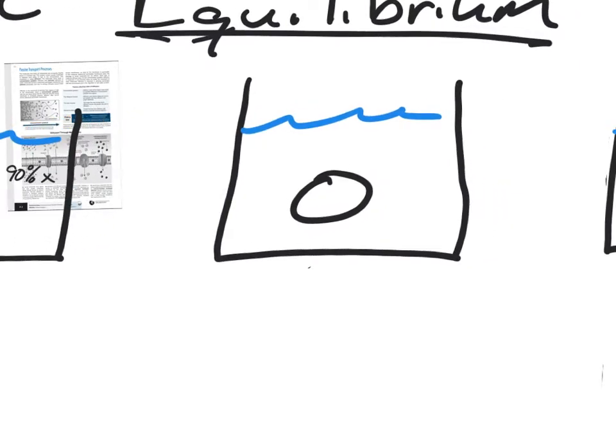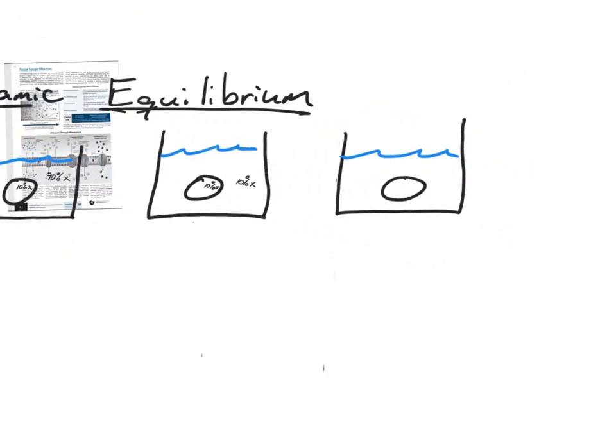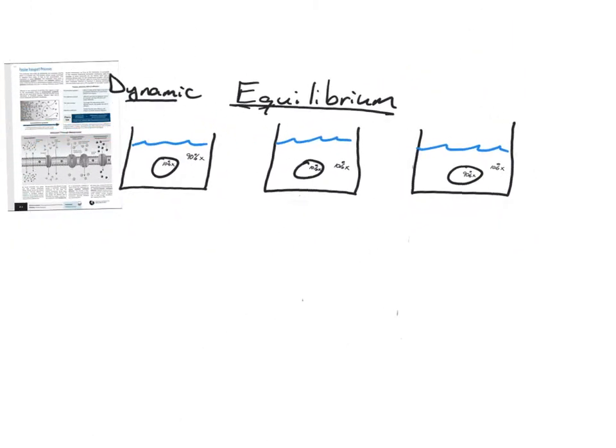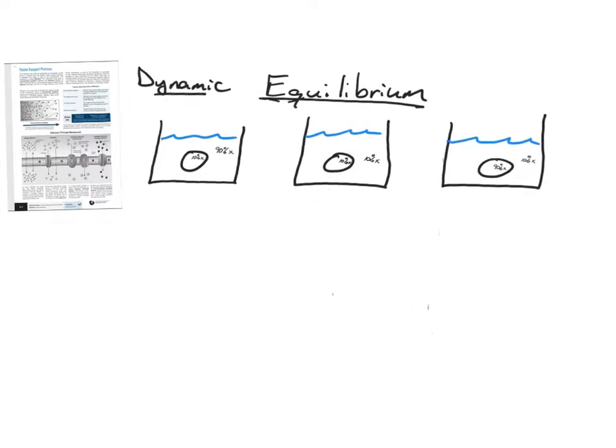Another possibility, in the middle: they could be equal. Maybe it's 10% X inside and 10% X outside. Or it could be opposite: higher inside, 90% X inside and 10% X outside. Those are our three possibilities. You have more outside than inside here, 90 and 10; you have equal, 10 and 10; or you can have 90 inside, 10 outside, so it's higher inside.